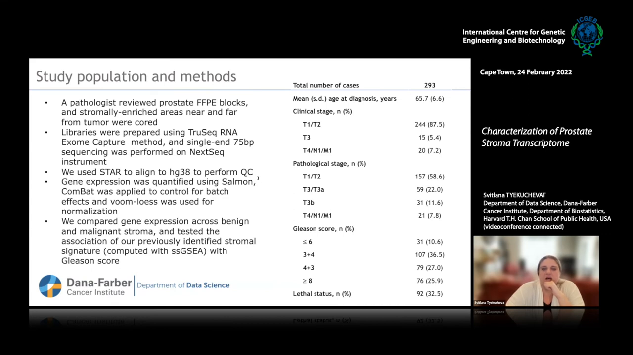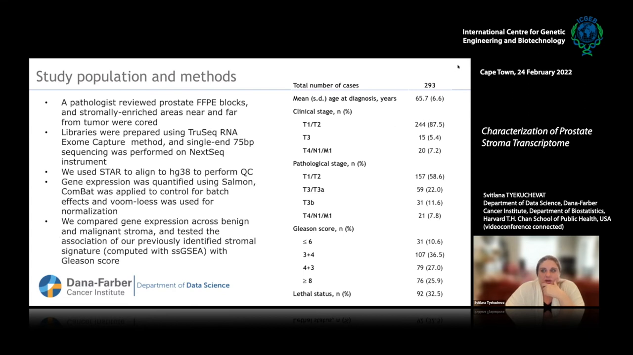The Salmon method is not aligning to the genome; it sort of partially aligns to the transcriptome, and it provides the estimated counts, expected counts, for each of the genes. Since it was a large study, we had multiple batches. So we used ComBat to control for batch effects, and we used the voom pipeline to normalize our data. We can discuss a little bit more why we made those decisions if you would like.